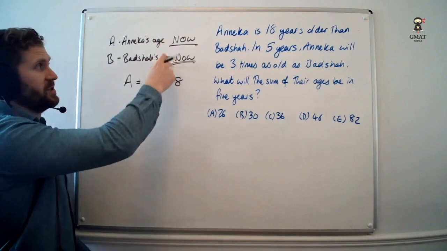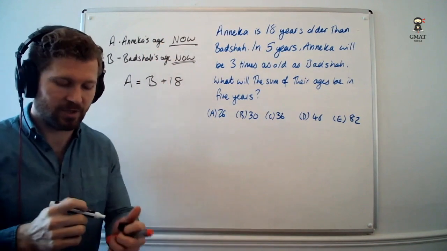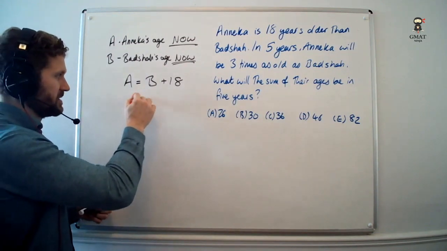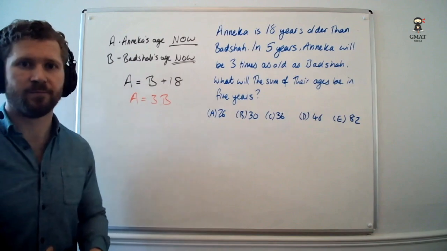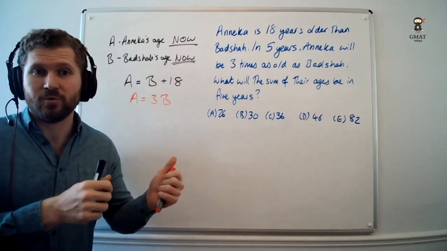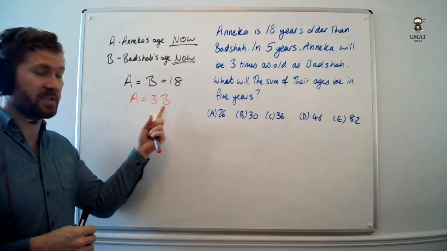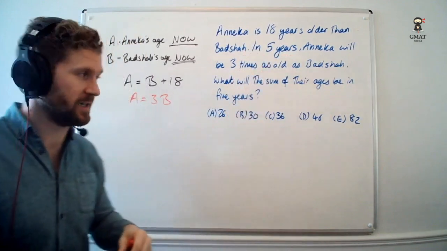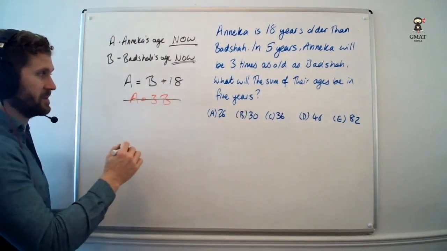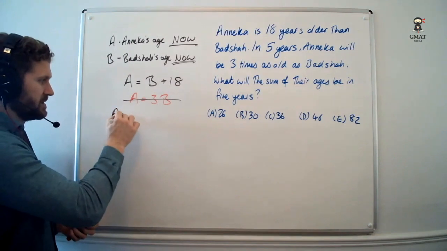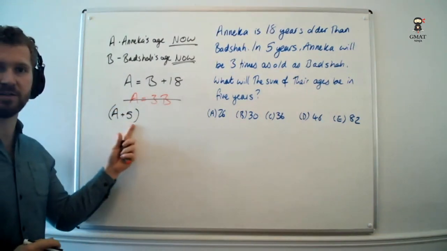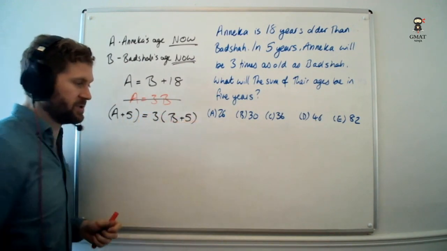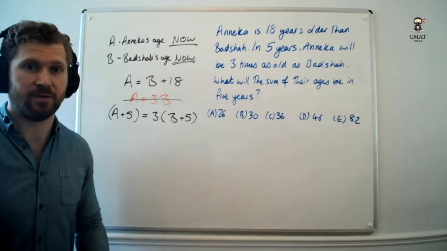Now, this is where this definition of the variables, that this is their age now, matters. Because what I'll see a lot of my students do with this sentence is to say, well, that just means Annika is 3 times Badsha. Well, no, because that says Annika's age now is 3 times Badsha's age now, which is not what this says. It says in 5 years' time. So this line here, that's not right. What we should say is that in 5 years' time, this will be Annika's age in 5 years' time, and that is 3 times what Badsha's age will be in 5 years' time.